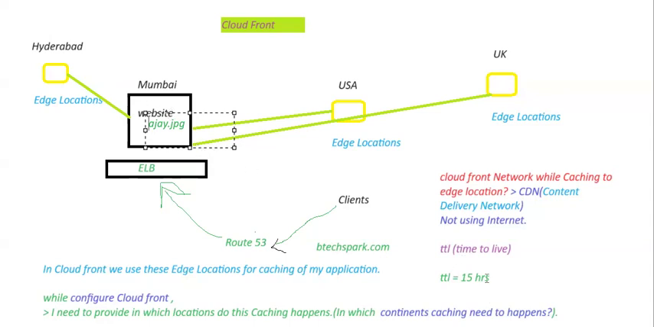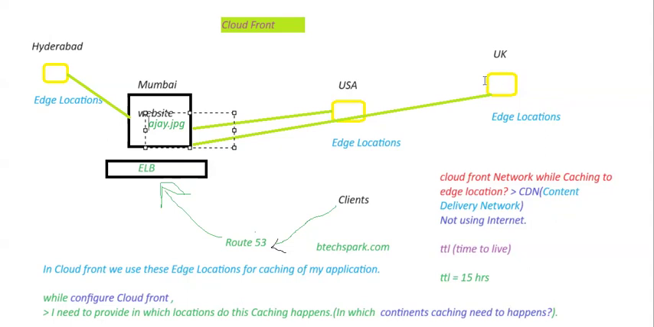So after how many hours will Ajay be visible at my edge locations? After 15 hours only, Ajay is updated at the cache locations. Until then, what image can I see? You can see Sai, because you hosted Sai in the previous application. That is visible on your website for 15 hours. After that, it will update the content present in your application at your edge locations in Mumbai, UK, and USA.